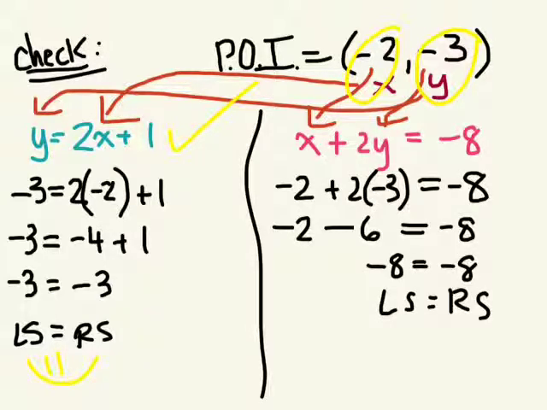Checking the second equation, when I plug in x and y, it also balances. The left side is equal to the right side, which means that this point is on both of these lines. So therefore, that's where both of these lines intersect. They have the same value at -2 and -3.